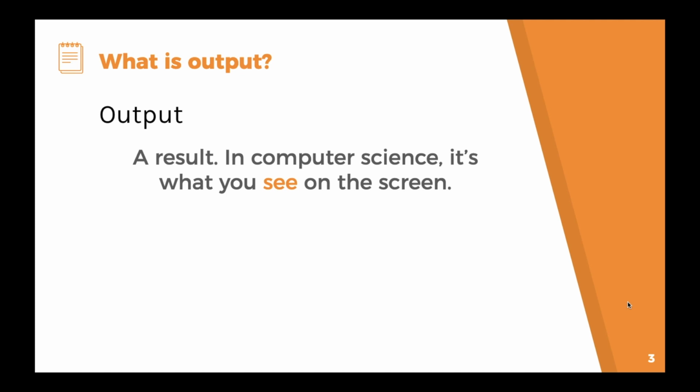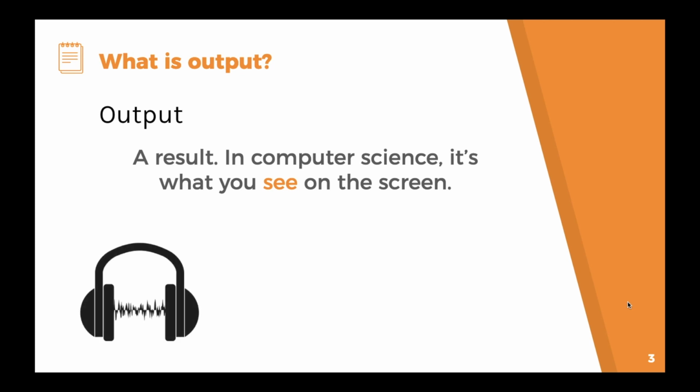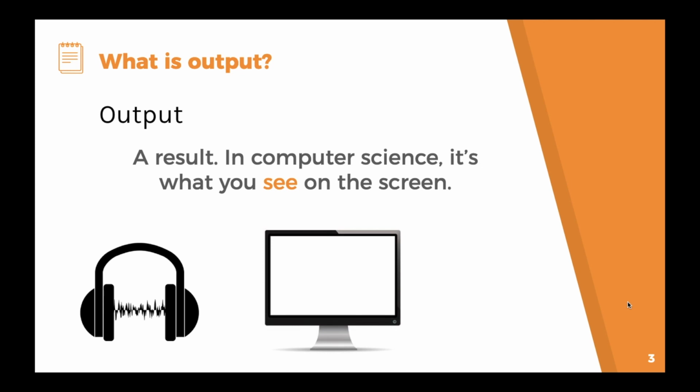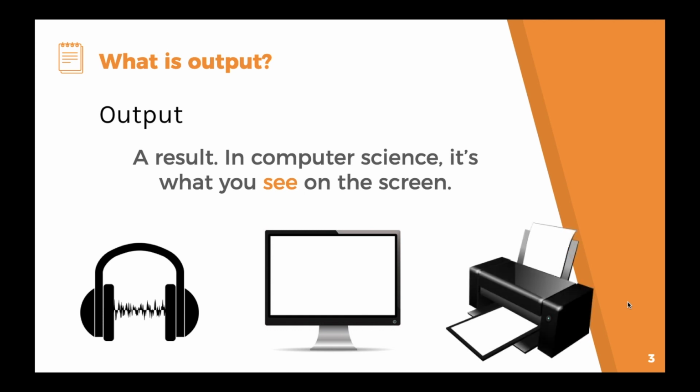And so here are some examples of output in real life. Headphones output audio or music. Your monitor, which you're currently seeing right now on your screen, is output because it's what you're seeing. And we have this printer. The printer outputs paper that has text or images on it that it prints on.